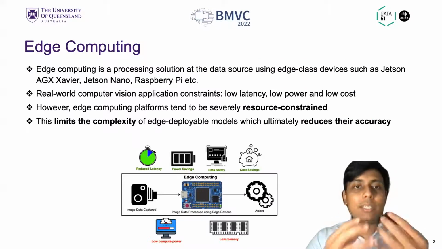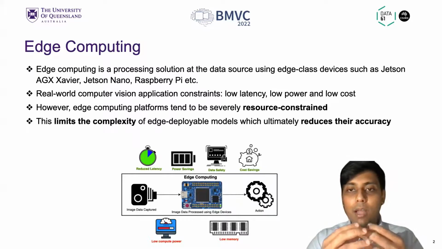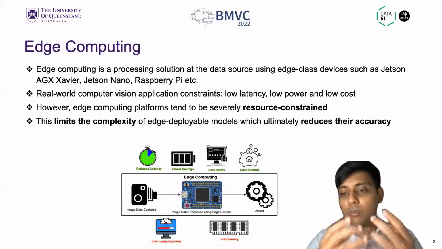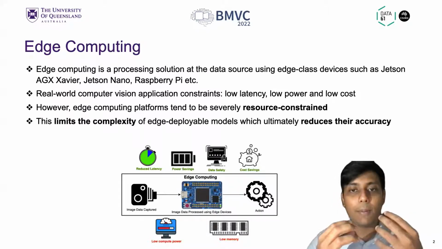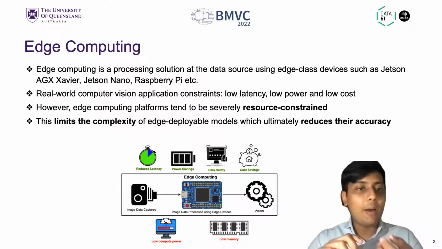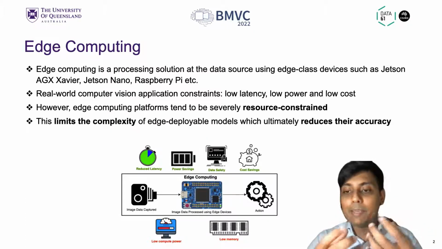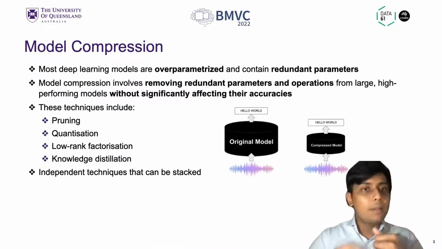Edge computing has really taken off in the last few years as a processing solution for data at the source of the data using edge class devices. This has really been driven by real-world computer vision application constraints such as low latency, low power, low cost, and so on. But these platforms tend to be quite resource constrained, which means they're limited in the complexity and therefore the accuracy of the models that can be deployed.